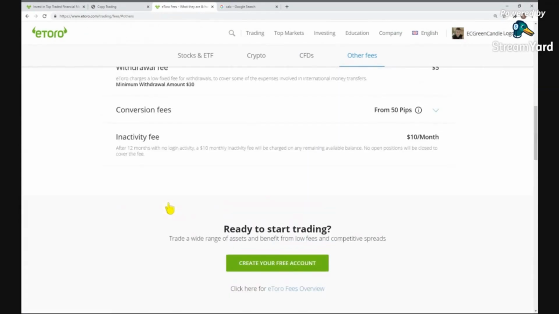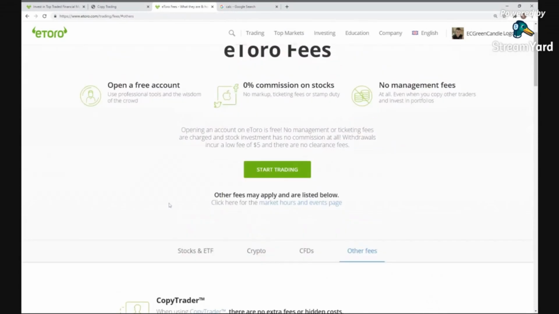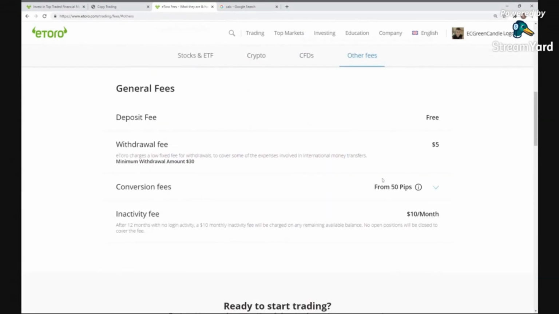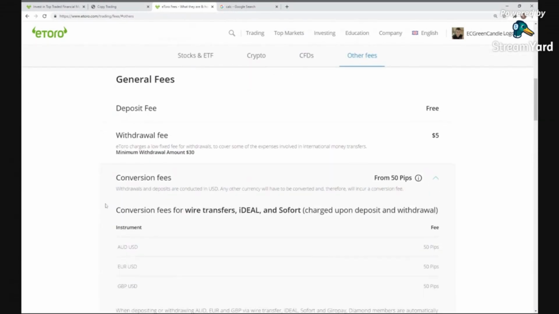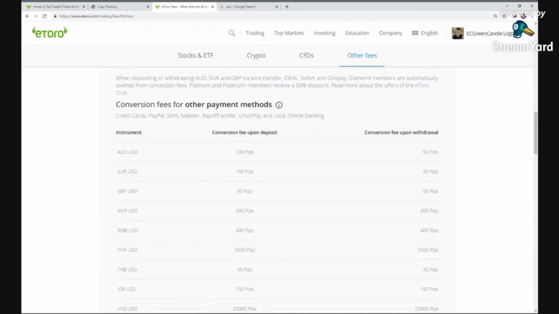For each currency, there are different pip rates. So let's see here. If you look on this page, when you deposit, like for Australian dollars here, it's 100 pips. When you deposit with euro, it's 150 pips. That's the conversion fee upon deposit. And then once you withdraw, it's a smaller amount. It's 50 pips, 50 pips, 50 pips.